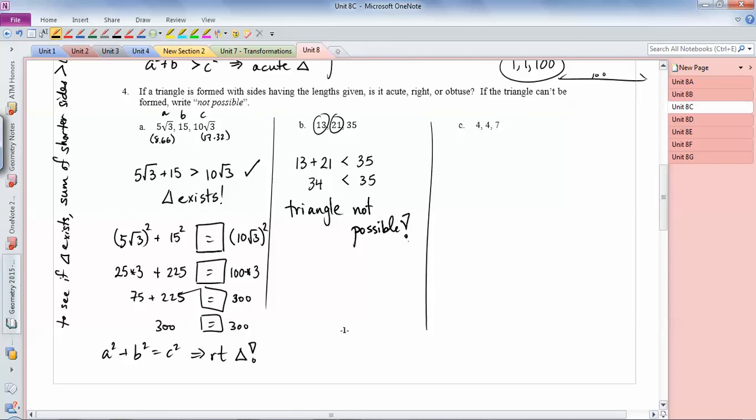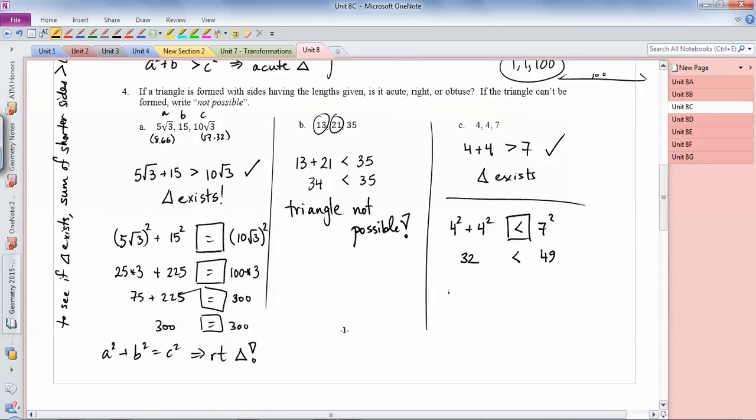And then for C, the two short sides are 4. We definitely know if we add 4 and 4, that's going to be bigger than 7. So the triangle does exist. Now we check what happens when we plug it into Pythag. 4 squared plus 4 squared. Let's compare that to 7 squared. Well, that's 16 plus 16 is 32. 7 squared is 49. And 49 is bigger than 32.